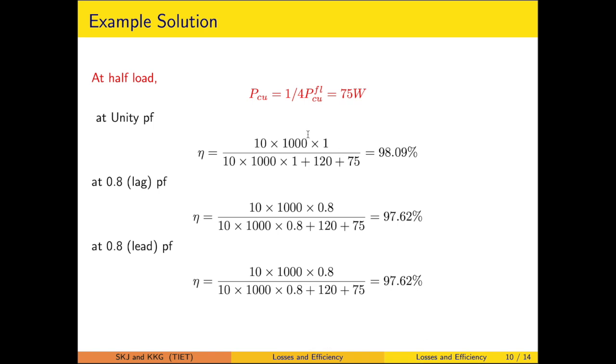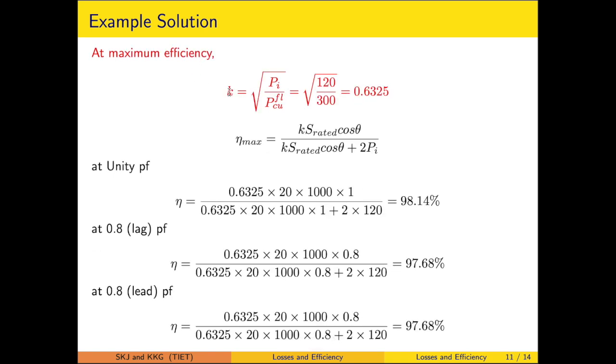So at half load, the copper losses will be 1/4, because the copper losses are the I square R losses. At half load, the current will be 50% or half of the rated full load current. So that gives you 75 watt. Similarly, the efficiency is calculated at unity power factor. Please see that the losses PCU are now 75 watt, and the efficiency comes out to be 98.09. Similarly, at the lag and lead power factor, the efficiencies are calculated. So at half load unity power factor also, the efficiency is higher than the efficiency calculated at 0.8 power factor.